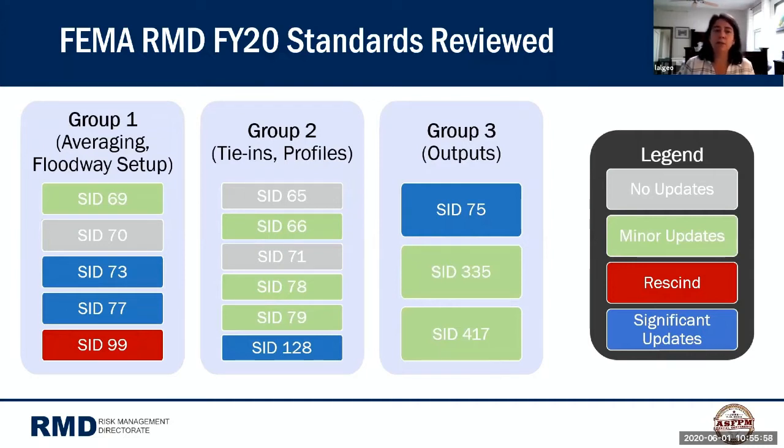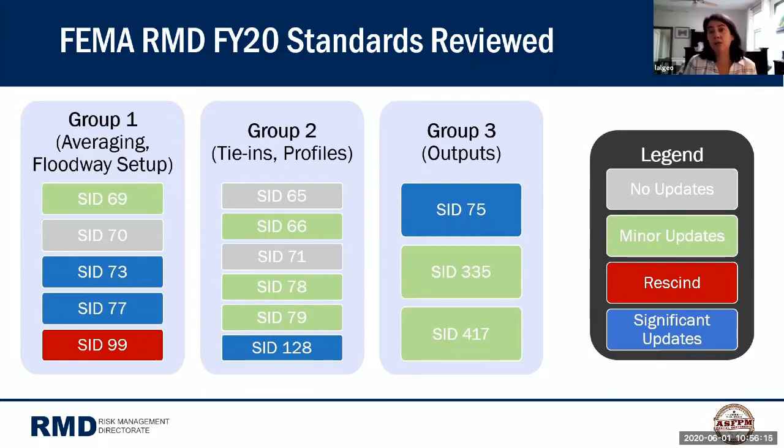So group 1 looked at really where we have averaging and doing the floodway setup. Group 2 looked at those tie-ins and profiles and how those are connected in a 2D world. And then group 3 looked at outputs. So you can see the legend on the right-hand side of the slide.